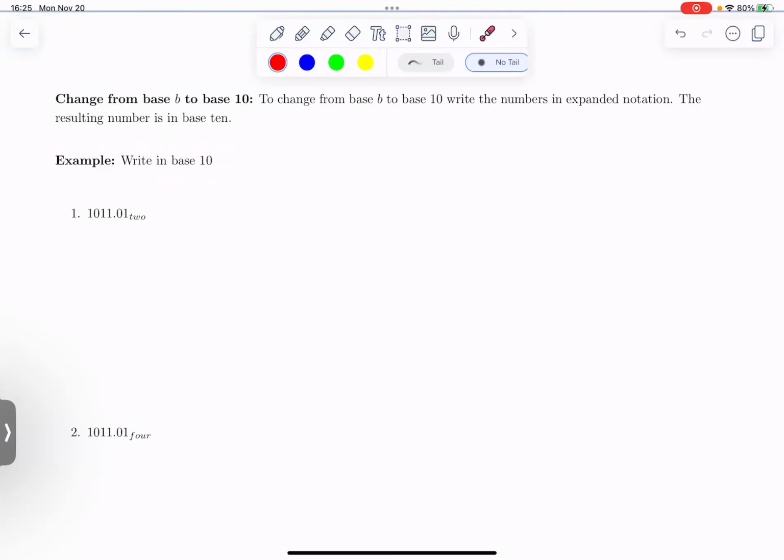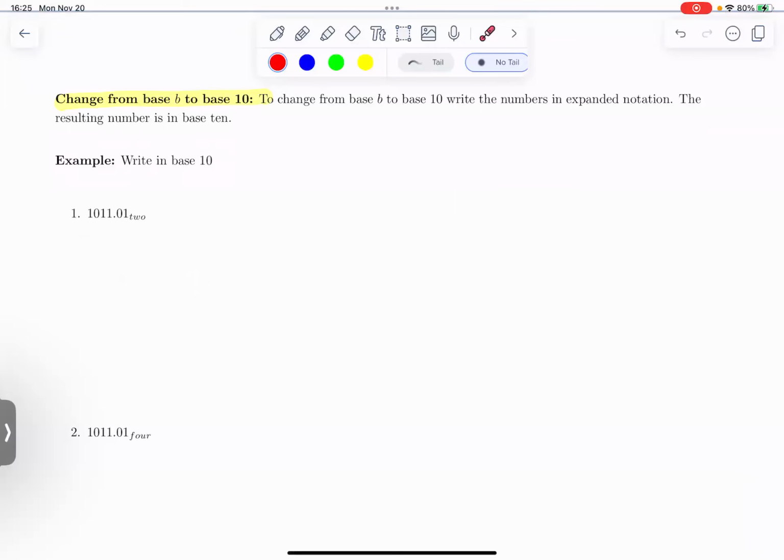Seems like a logical choice, right? So if we want to change from base B to base 10, you're going to write the numbers in expanded notation, and then the resulting number is in base 10.